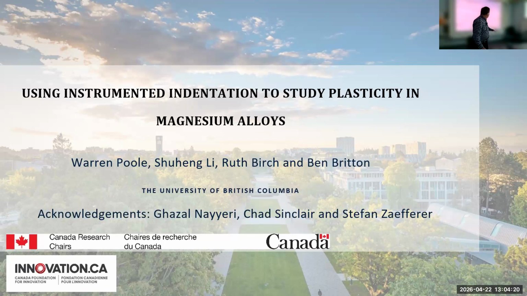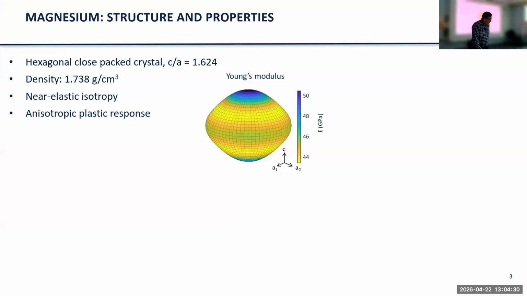Okay, so I did just want to acknowledge the indentation system and the plasma FIB are both investments by the Canadian Foundation for Innovation. Okay, so let's talk a little bit about magnesium. So I brought a little unit cell. It's hexagonal close packed in crystal structure. And this is kind of the source of the problems that we have in magnesium.